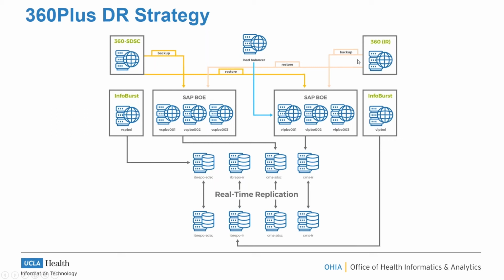Just in case you're wondering about all of these other things, the real-time replication you can ignore. This was just our databases all being real-time replicated between the data centers. But with this approach, you don't really have to worry about database level or file level replication, because 360 is taking care of that for us. It's basically replicating content at the SAP BusinessObjects level.